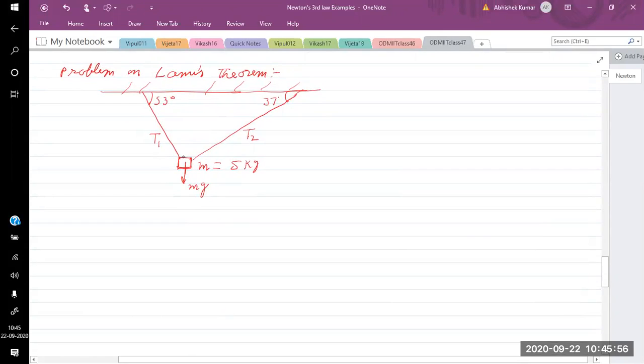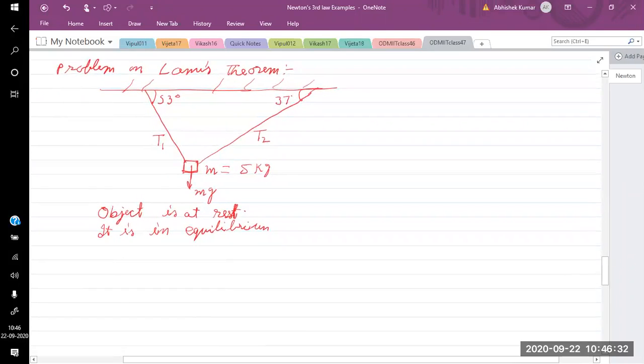If this system is hanging like this, it is stationary and all forces are balanced on this system. If all forces are balanced, it means the forces are in equilibrium. The object is at rest, so it is in equilibrium, and if it is in equilibrium, then it should satisfy Lami's theorem. So, applying Lami's theorem.